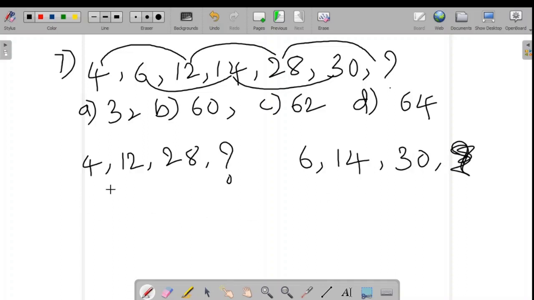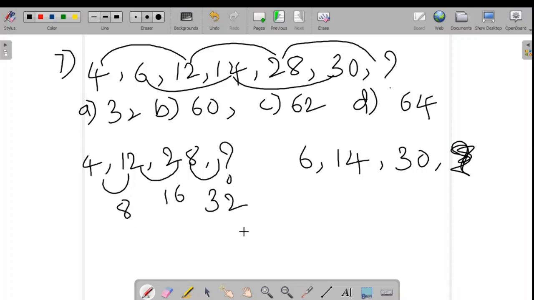So how do we get from 4 to 12, and from 12 how do you get 28? How much is added here? 8 is added. How much is added here? 16 is added. So how much should be added? We guess 8 is added, 16 is added, then 32 should be added.